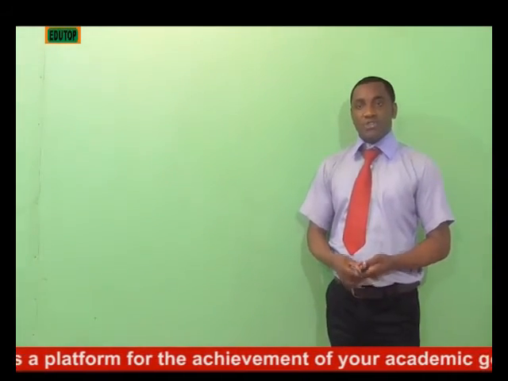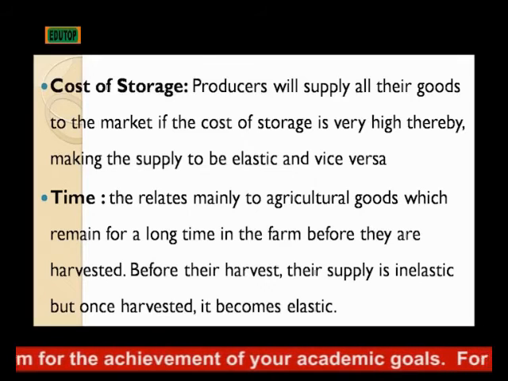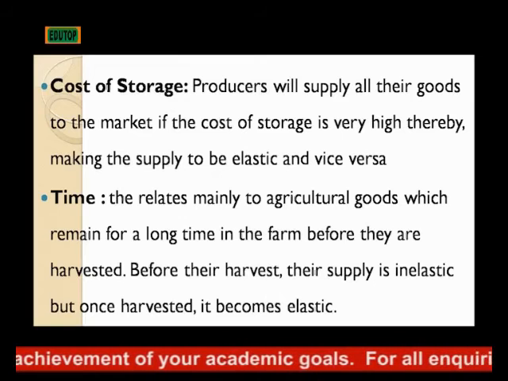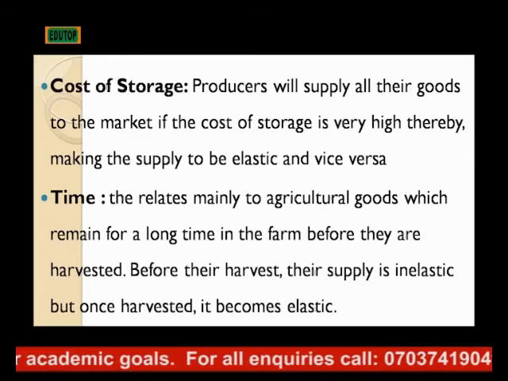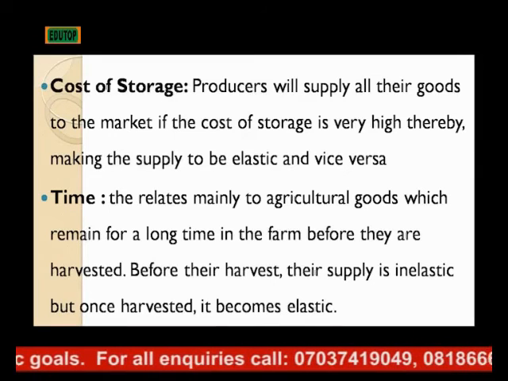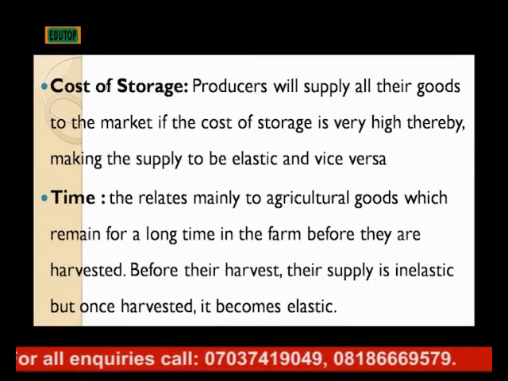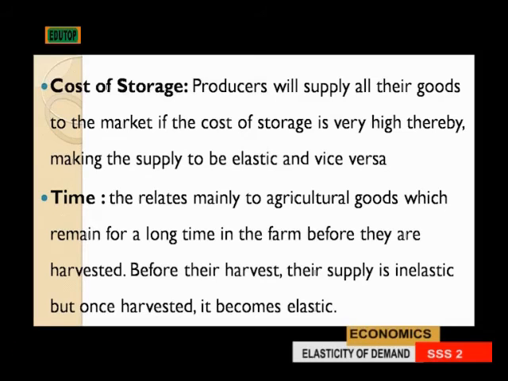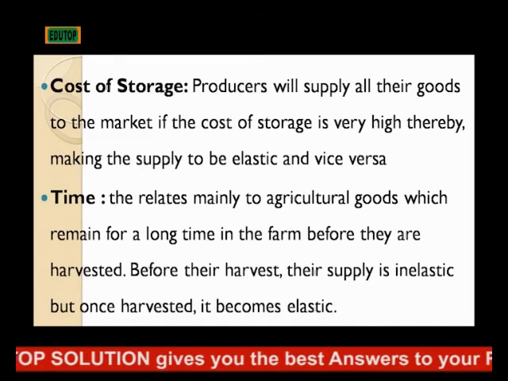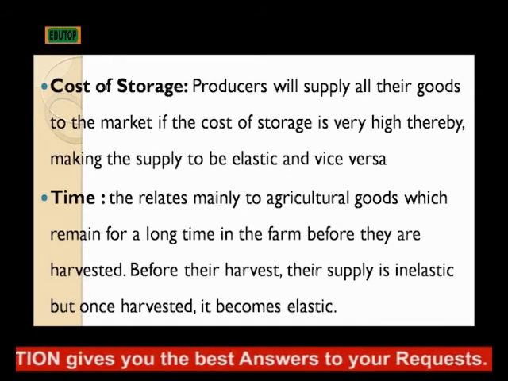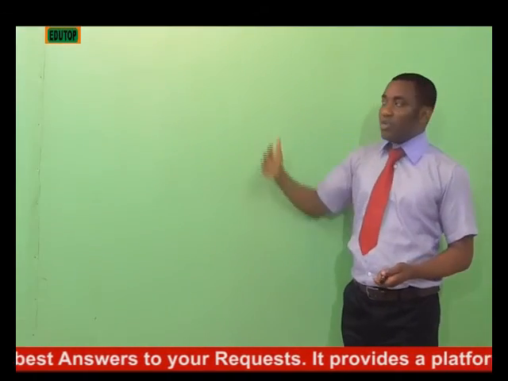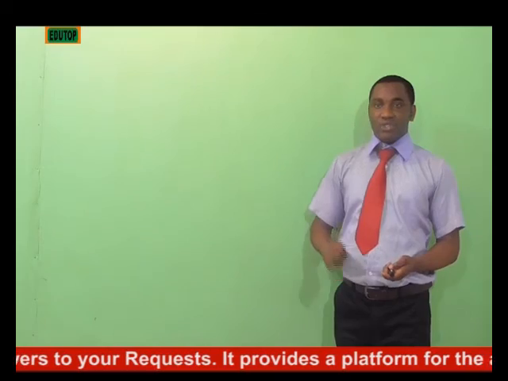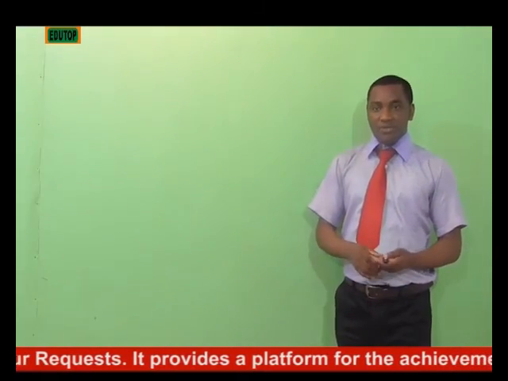Another determinant is cost of storage. Producers will surely supply more goods into the market if there is low storage cost. If the cost of storage is very high, the producer will not be encouraged to produce more, because the higher the cost, the lower their profit, and they want to make more profit. But the lower the cost, the higher the profit. So the cost of storage is another factor.